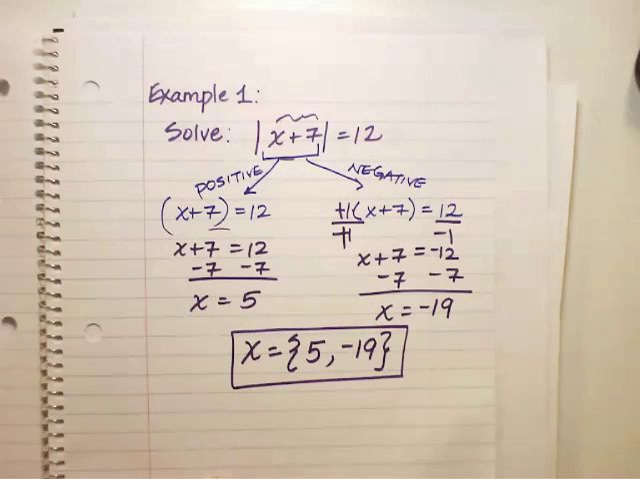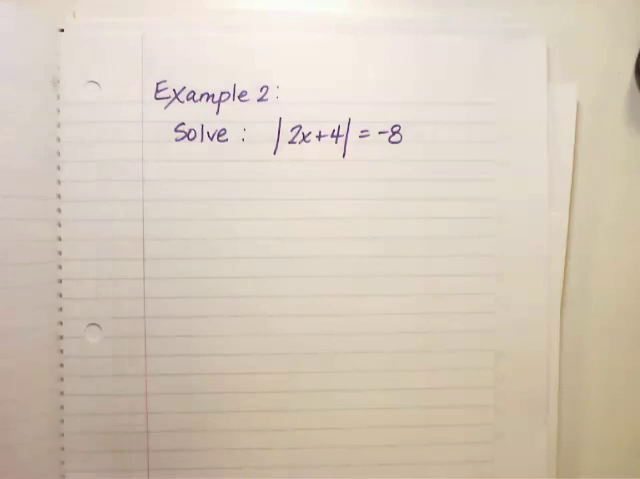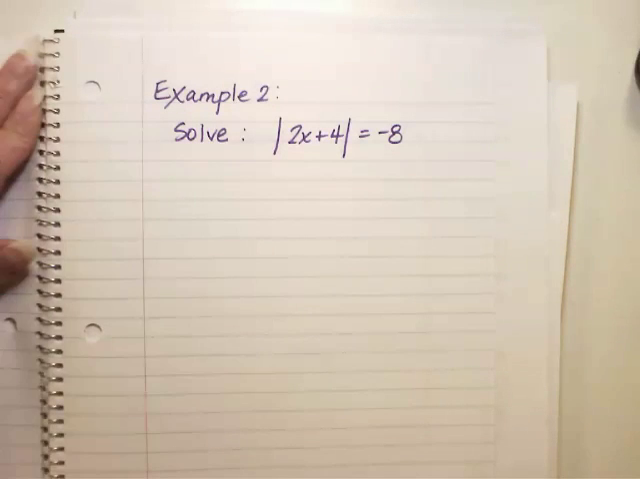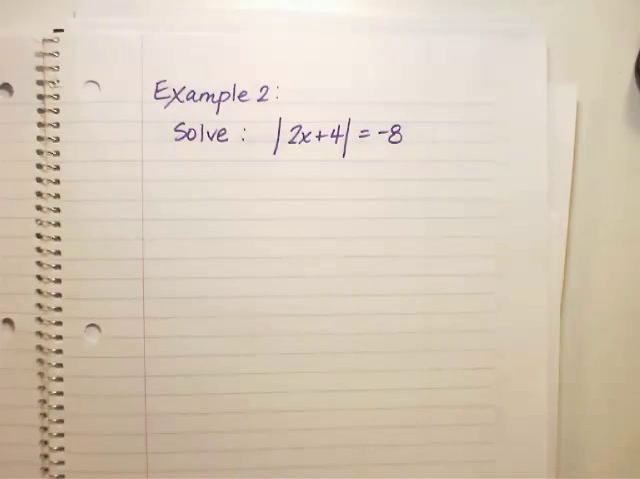So why don't you give this second example a try? Okay, pause here and go ahead and solve that one. Absolute value of 2x plus 4 is equal to negative 8. Okay, so what did you guys get?